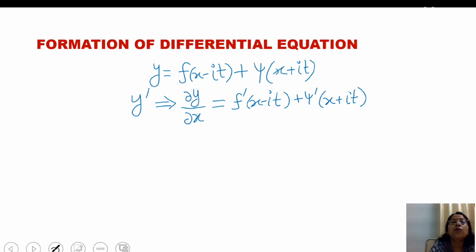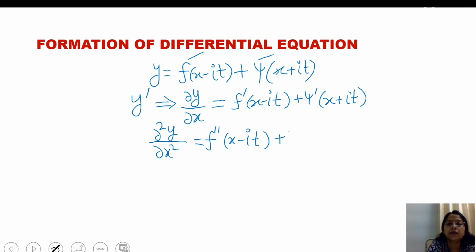Alright. What is my purpose? My aim is to eliminate these arbitrary functions and form a differential equation. So, once more, if I differentiate y partially with respect to x, I am getting f double dash (x minus iota t) plus psi double dash (x plus iota t). Give this as equation number 1.